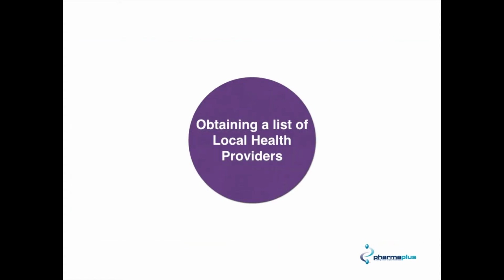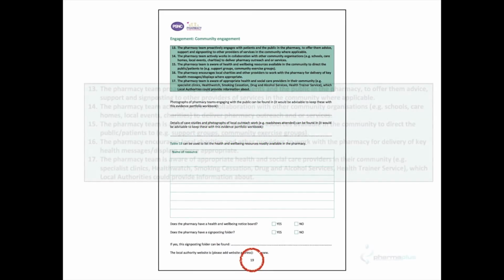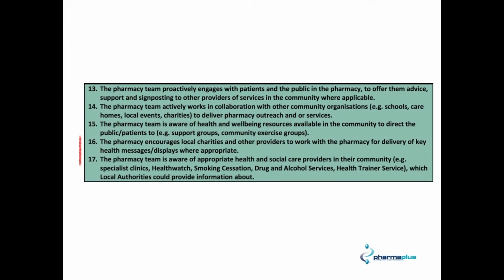So let's have a look at this. What do you need to do in order to obtain a list of local health providers? This is noted on page 19, and the most relevant sections to these are these points here. I'm not going to go over each one in turn, but it's 13, 15, 16 and 17 that we'll be looking into today. So let's have a look at how you obtain a provider list for your locality.